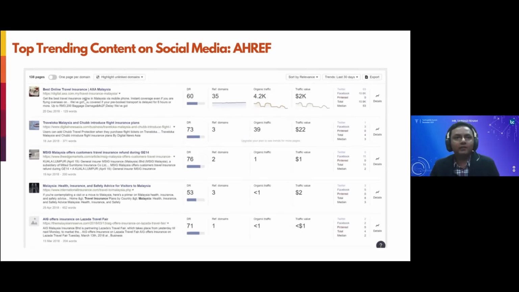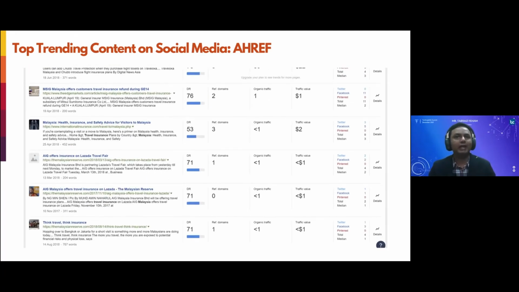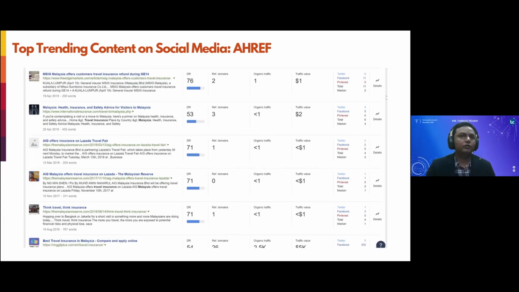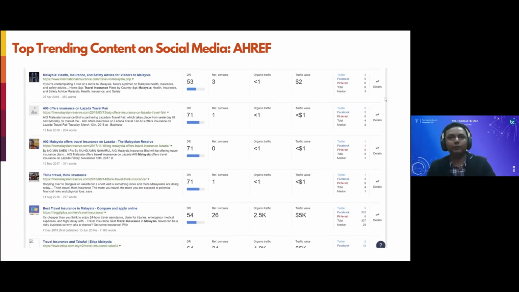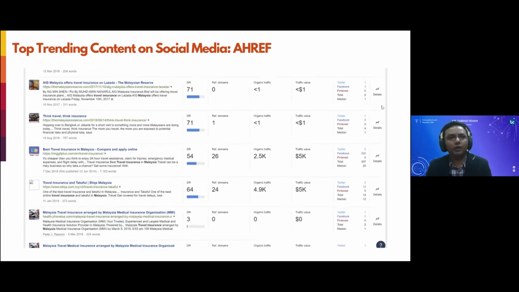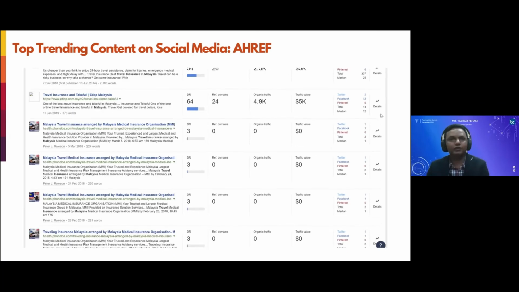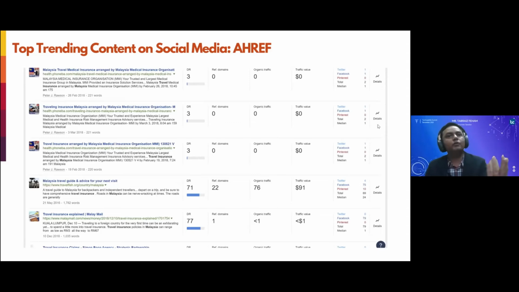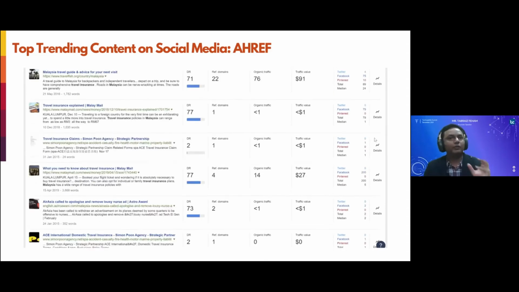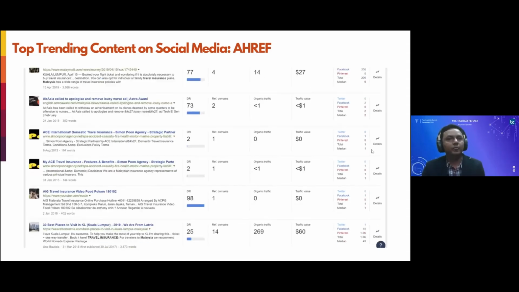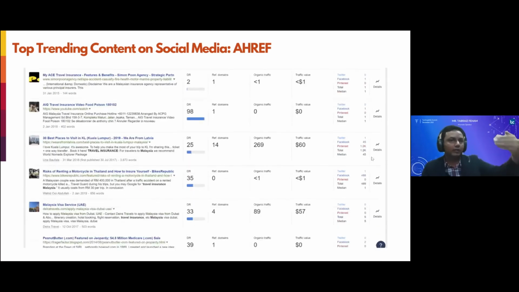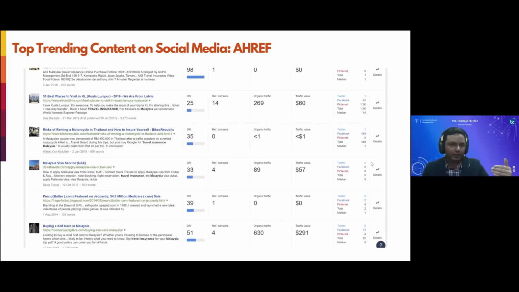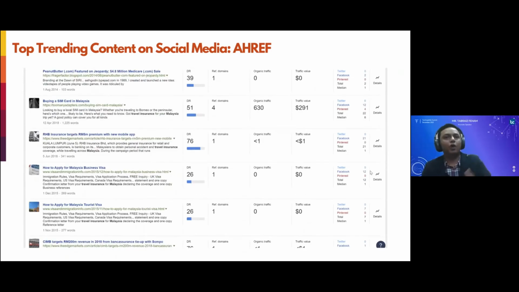And then we have another very powerful tool on Ahref that gives you the most powerful and trending content on social media. So you put up a keyword, let's say you put up an industry. The example is again the insurance industry, but you can put any keyword. Based on that keyword, you will come to know what the top trending content is for that keyword. And you would also know who the top trending pages or top trending accounts are which are ranking on top for that.